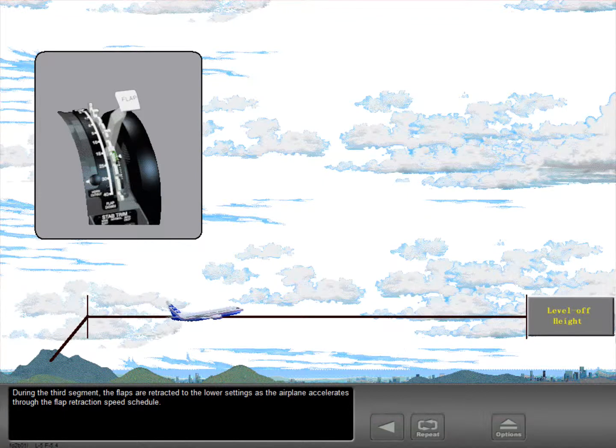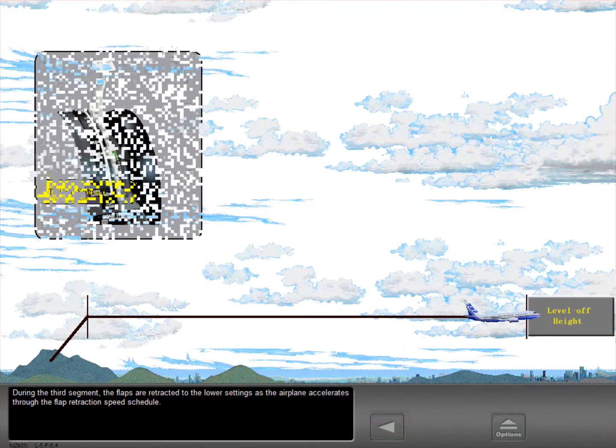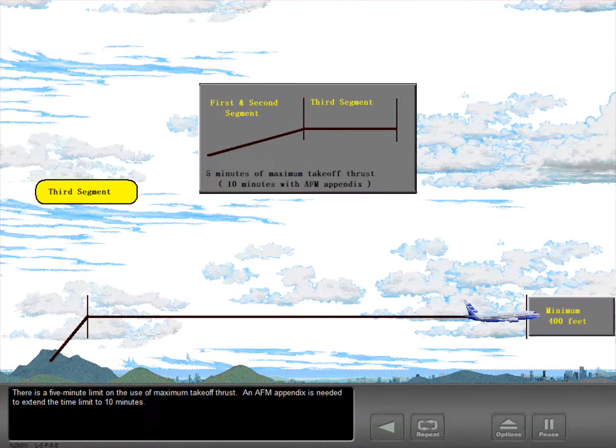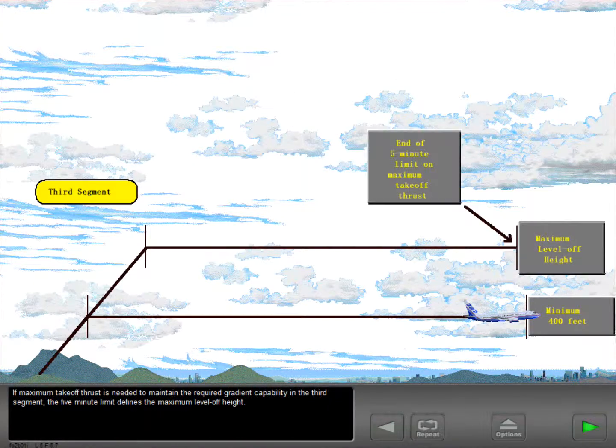During the third segment, the flaps are retracted to the lower settings as the airplane accelerates through the flap retraction speed schedule. The absolute minimum level-off height, the FAR minimum, is 400 feet above ground level. There is a 5-minute limit on the use of maximum takeoff thrust. An AFM appendix is needed to extend the time limit to 10 minutes. If maximum takeoff thrust is needed to maintain the required gradient capability in the third segment, the 5-minute limit defines the maximum level-off height.